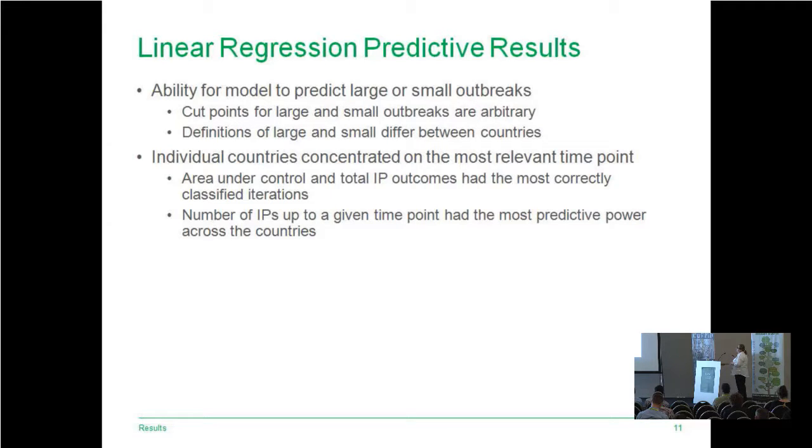And the outcome was that the area under control and the total IPs tended to be the severity indicator, the severity scores that we could predict most often correctly. And the number of IPs up to a given time point had the most predictive power to make those predictions.